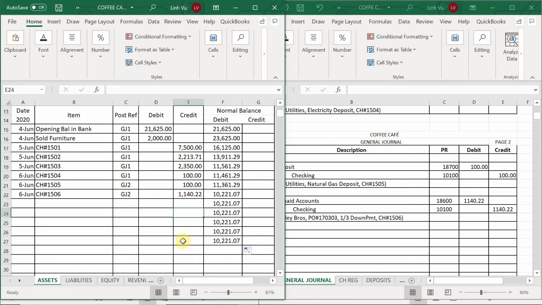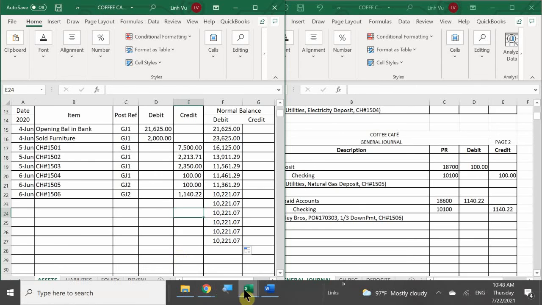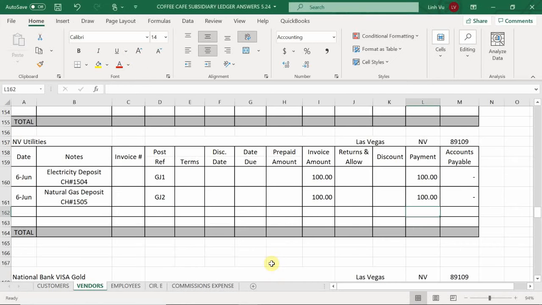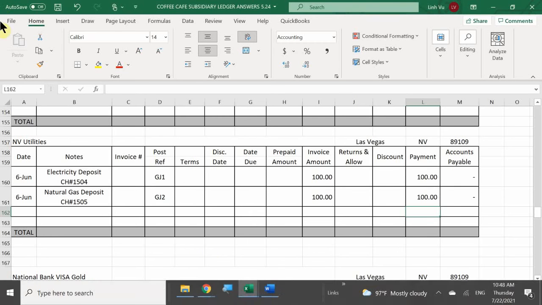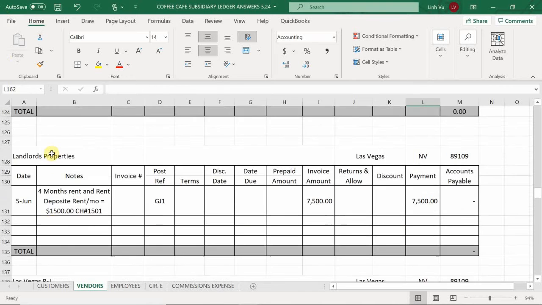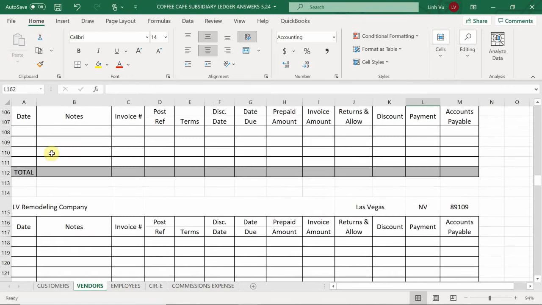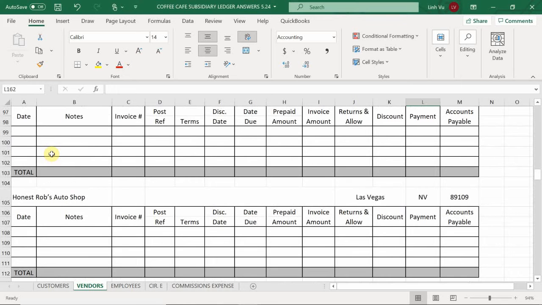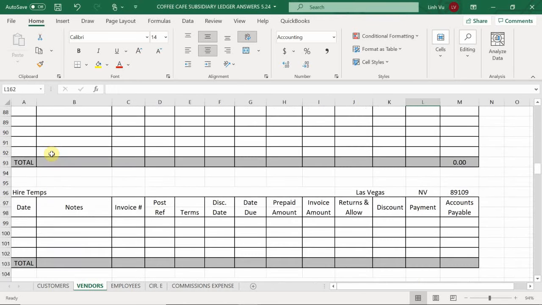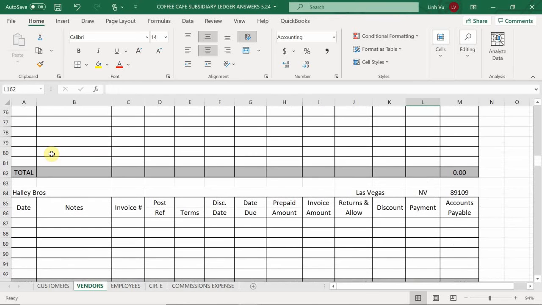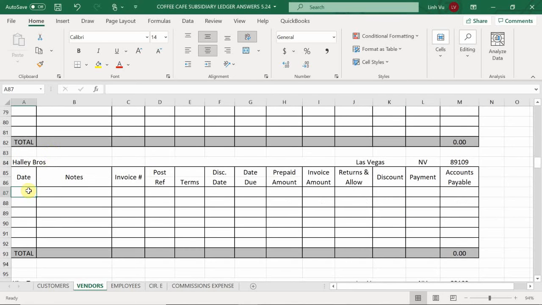Now that we dealt with, once again, another vendor, we need to update our subsidiary ledger. And this time it's Hallie Bros. Again, it's a vendor because they're providing a service to us, or in this case, they're selling a product to us. So here you go, Hallie Bros.